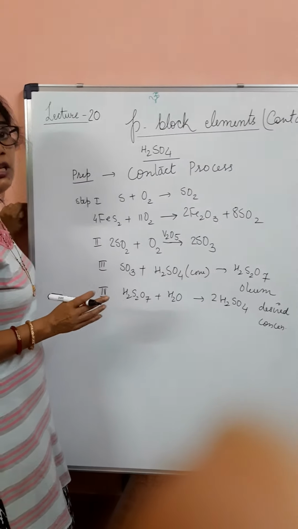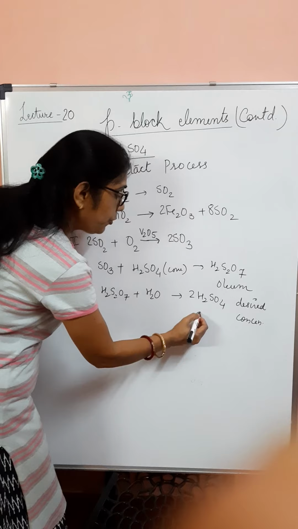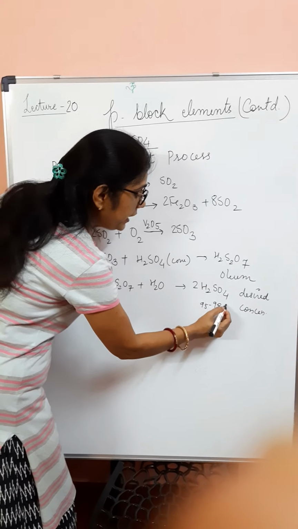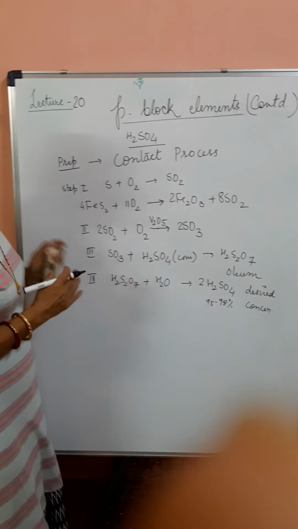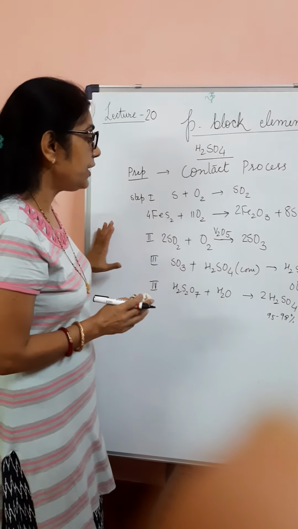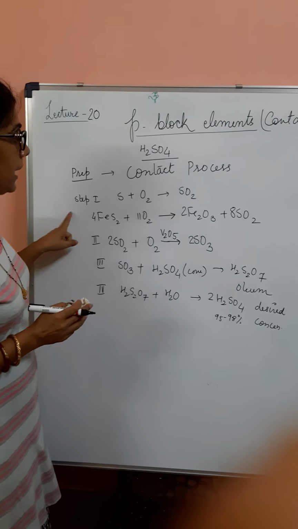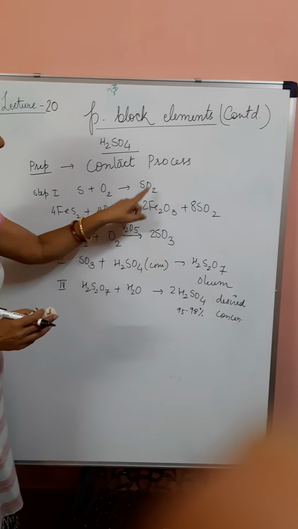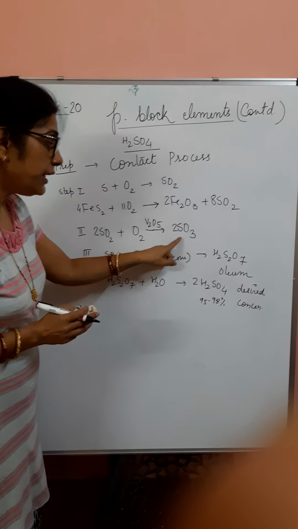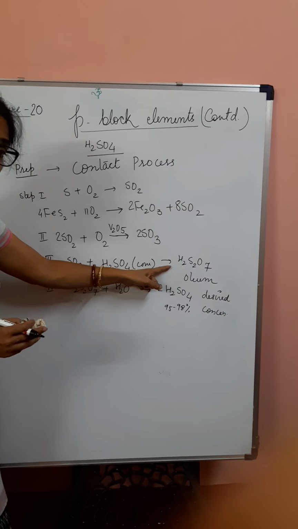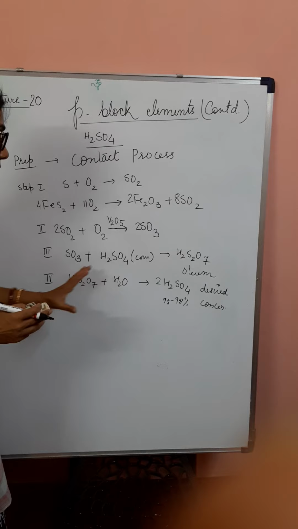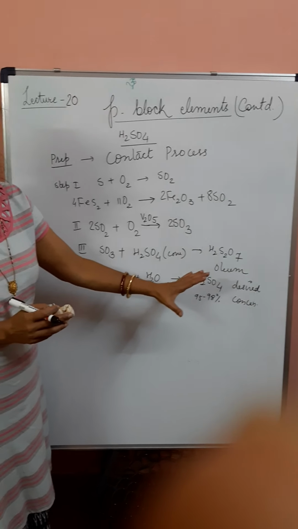Okay, sulfuric acid of desired concentration, almost 95 to 98% pure, we can prepare by using the contact process. So step 1 is the preparation of SO2 followed by SO3, then we get oleum, and finally oleum is diluted to give sulfuric acid.